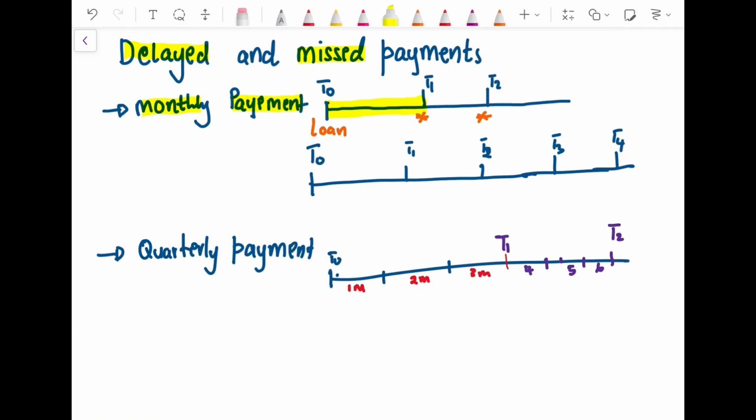But now, if you take a loan at T0 and then at T1, you do not make a payment. Remember, here you must make a payment, but at T1, you do not. No payment. At T2, again in 1 month's time, no payment. 2 months later, no payment. 3 months later, no payment. And then maybe you start paying in 4 months' time. So here you pay your X amount.